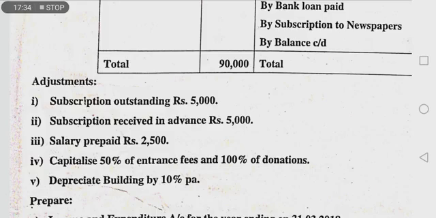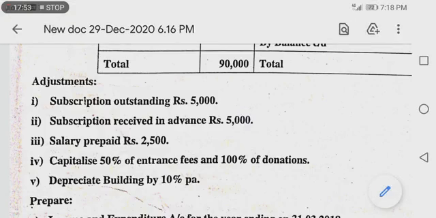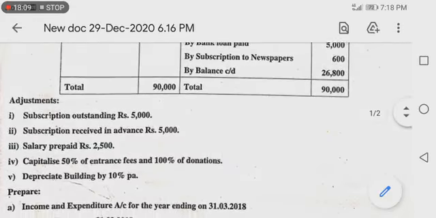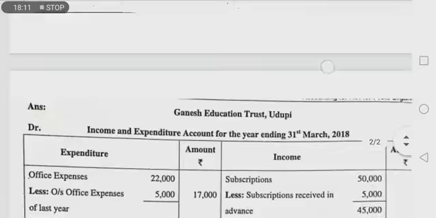The first adjustment says there is an outstanding subscription, which belongs to the current year, 5,000. And in the second adjustment they are telling us subscription received in advance is there, 5,000, that belongs to next year. Received in advance means received in the current year, but actually it belongs to next year. That is what received in advance means. So the outstanding subscription belongs to this year, but received in advance belongs to next year, the future year. So the first one we should add, and the second, received in advance, should be deducted from the actual amount given in the receipt side, that is from 50,000.